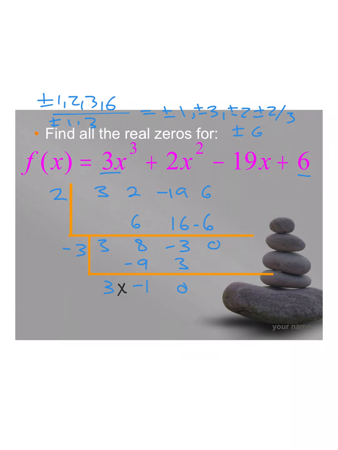So for my zeros, we have x is equal to 2, x is equal to negative 3. And then I have to try and solve this, so I would just set that equal to 0. And when you solve that, you end up getting that x is equal to positive 1/3. And those are my 3 real zeros for this function.